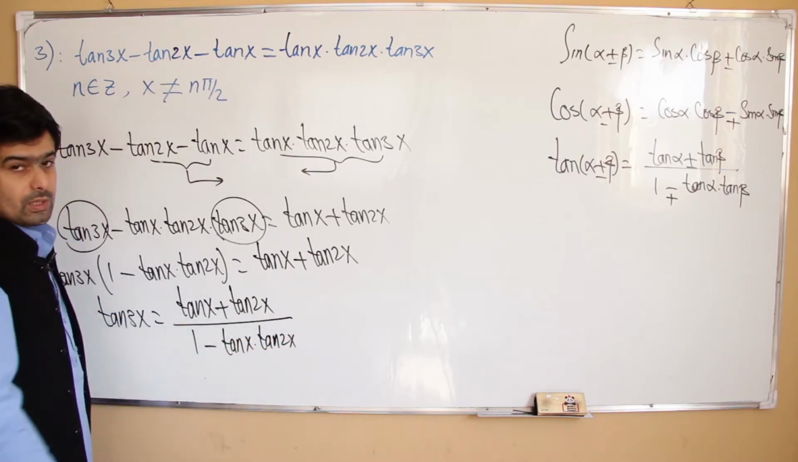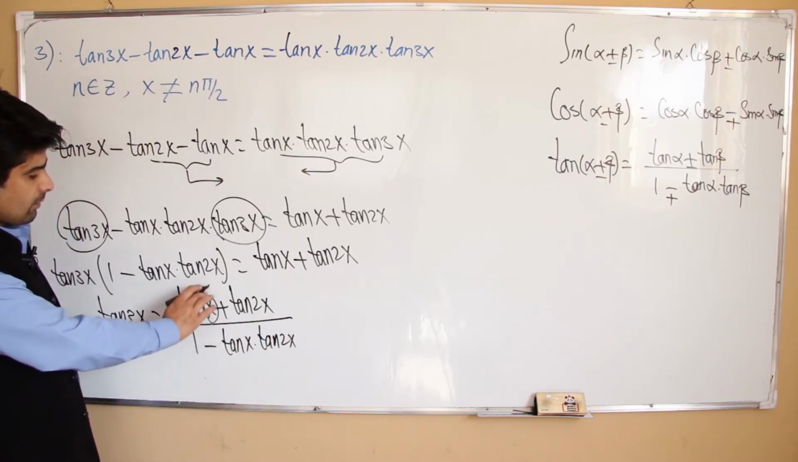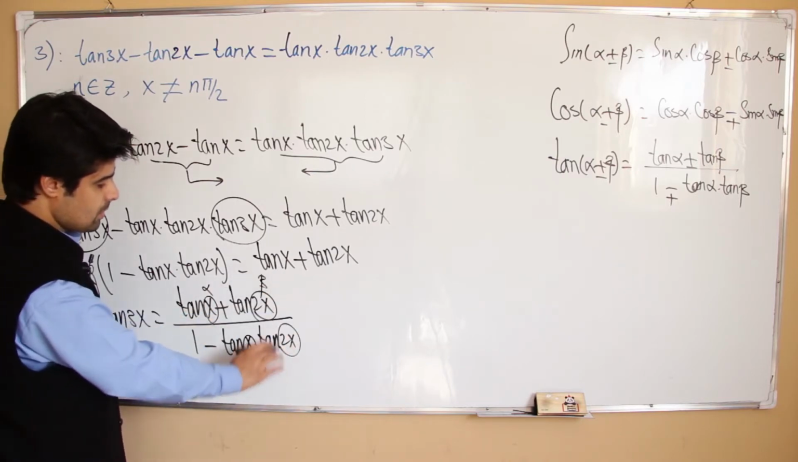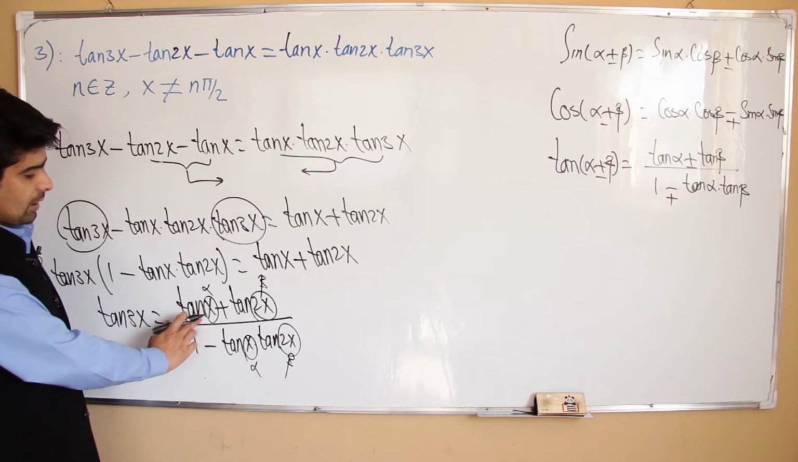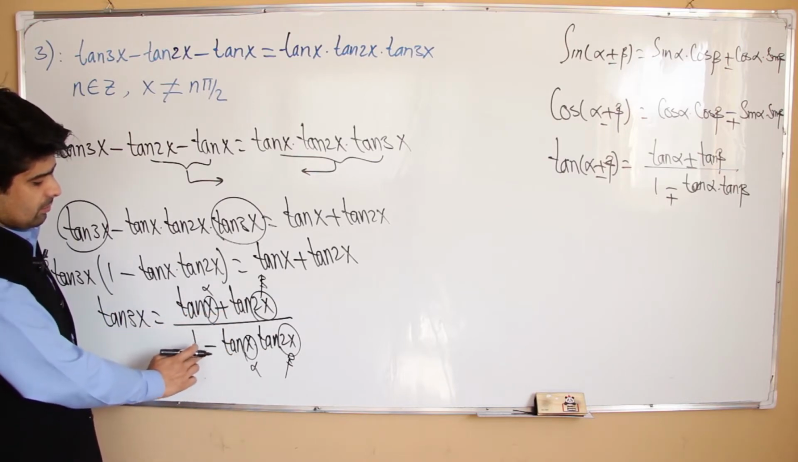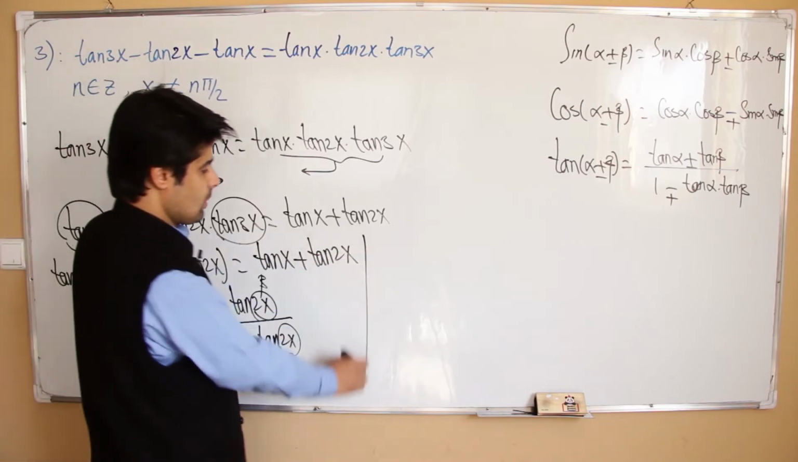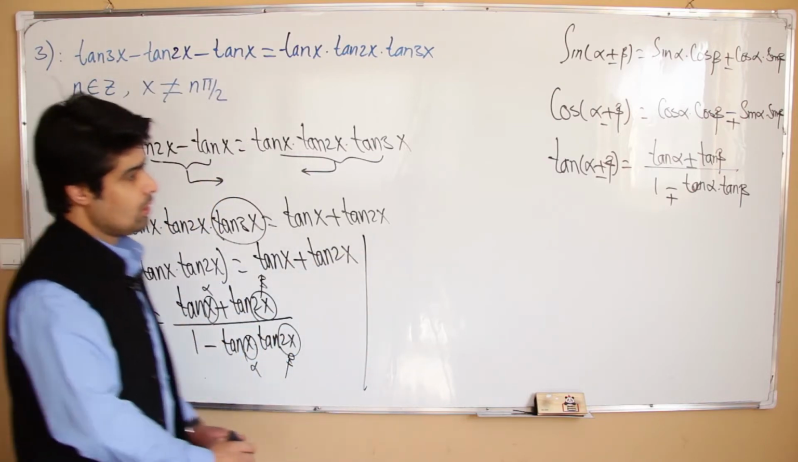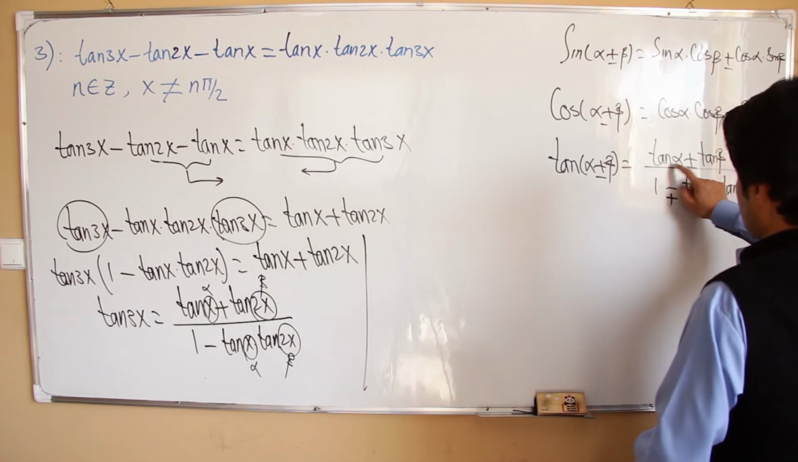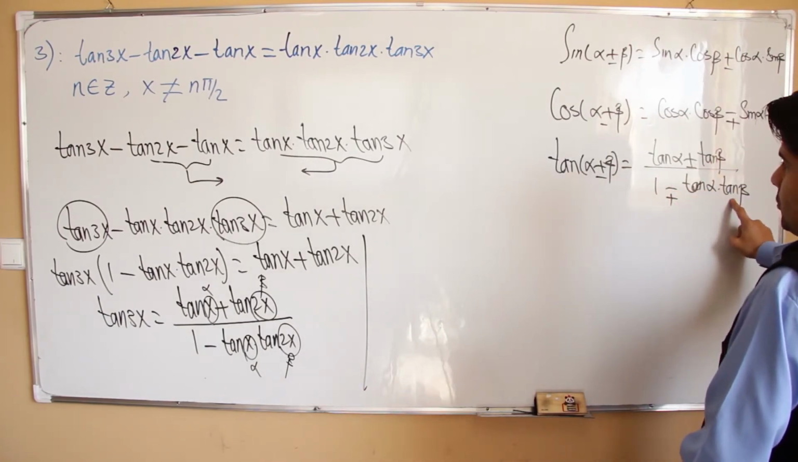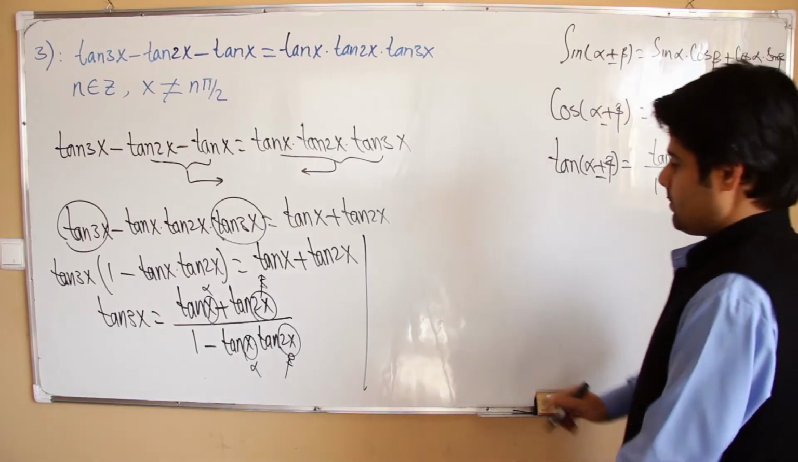Now listen carefully. If this one is alpha, this one is also alpha. If this one is beta, this one is beta. So tangent alpha plus tangent beta divided by 1 minus tangent alpha times tangent beta. So what do you think? This is the formula, tangent alpha plus tangent beta over 1 minus tangent alpha times tangent beta, tangent of alpha plus beta.